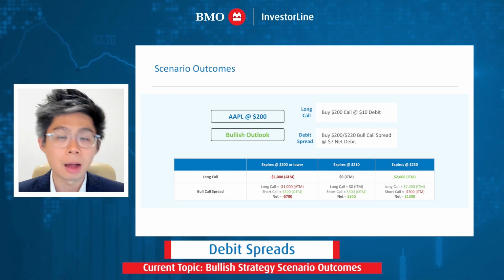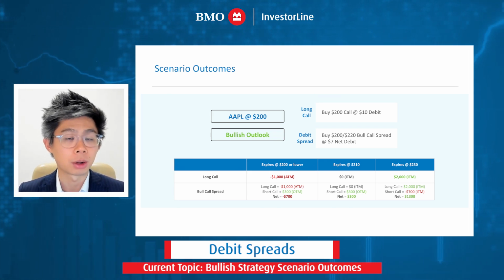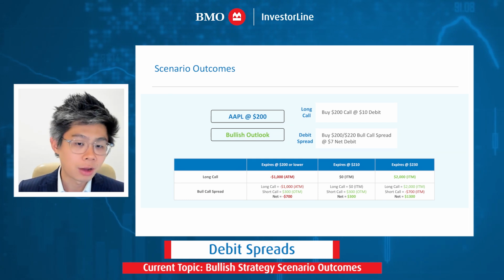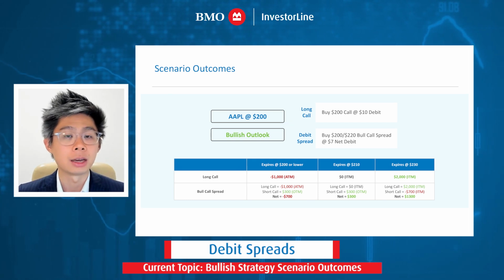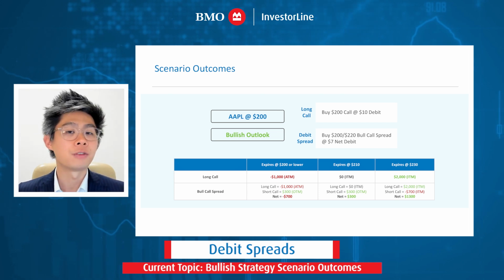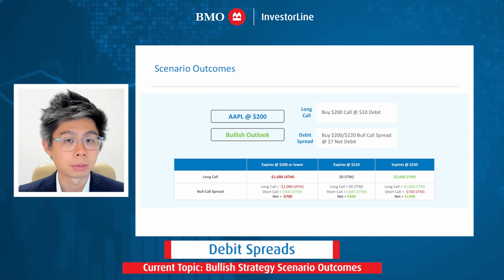Now, in the call option example, I paid $10 per share, or $1,000 per contract, because each contract represents 100 shares. So if I buy a call option for $10 and the stock stays at $200 or moves lower, I effectively lose all $1,000 that I've paid for that call option.